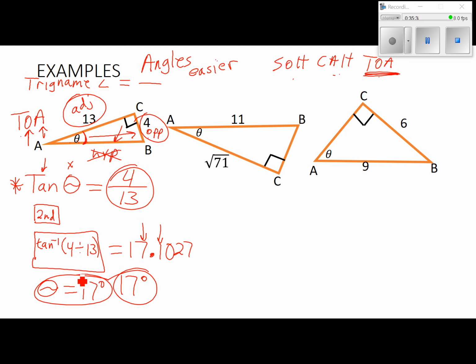Once we have that angle, we could find this other angle. We could also find the hypotenuse, and that's what we're going to do on the next slide, is find those other parts.